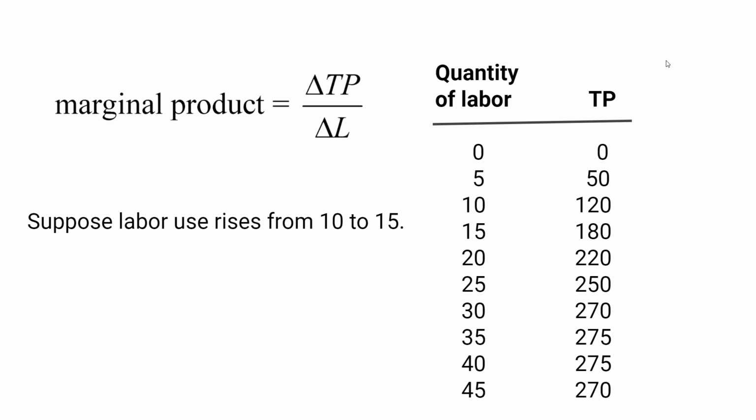For example, suppose we look at the interval where labor use rises from 10 to 15 workers. What we observe is that output increases in that interval from 120 to 180. So to compute marginal product, we take the change in total product and we divide that by the change in labor. When we do that, we get the change in total product is 180 minus 120, which is 60, divided by 15 minus 10, which is the change in labor, which is 5. And that gives us a ratio of 60 over 5, or 12. So in the interval between 10 and 15 units of labor, the marginal product is approximately 12.